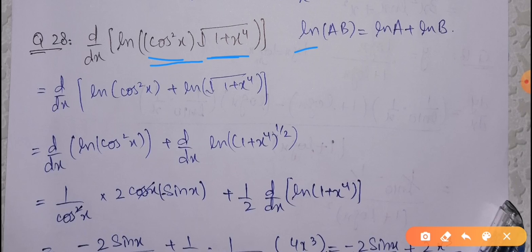So here we are going to use the property that ln of a into b is equal to ln of a plus ln of b. So ln of cos squared x plus ln of the square root of 1 plus x raised to the power 4. Now we are going to solve separately.